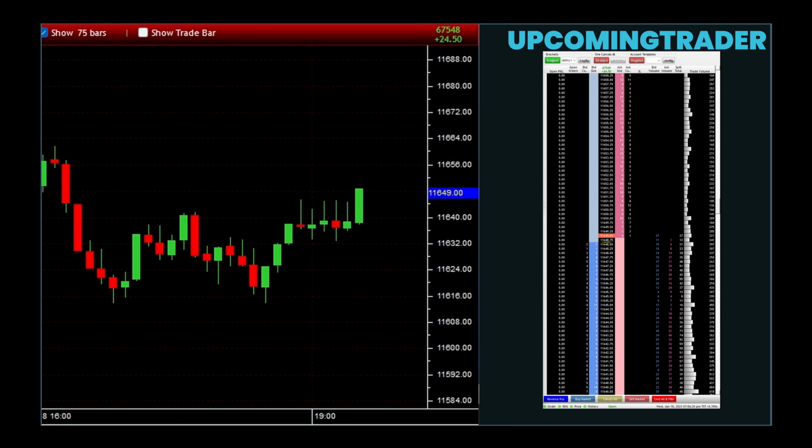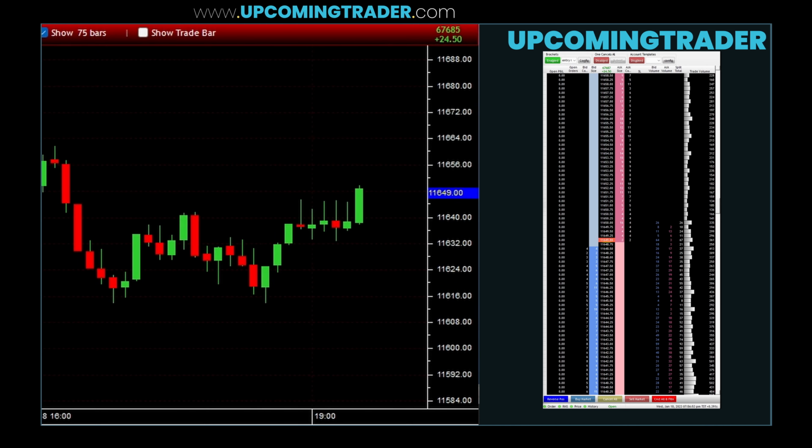Another key part of this tool is what we call the point of control. The point of control, or POC, is simply the price level that has the highest volume traded in the range you are looking at. It is important because it shows where the most action happened. It can tell you where buyers and sellers are the most committed. When price is near the point of control, there is often a lot of activity, and it can be a good level to watch for potential reversals or breakouts.